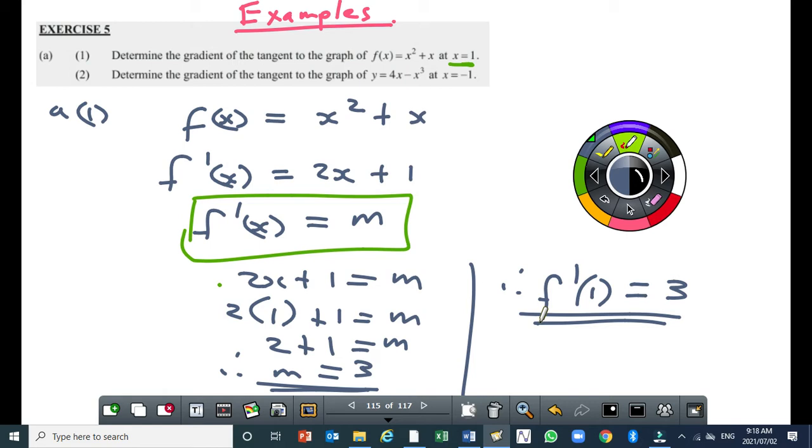Don't say never mind, because you're asking. No, 3 is the gradient. They will touch at x equal to 1. X equal to 1 is the point of contact. They don't touch at the gradient. Alright. Any question before I move on to number 2? Alright. Number 2.